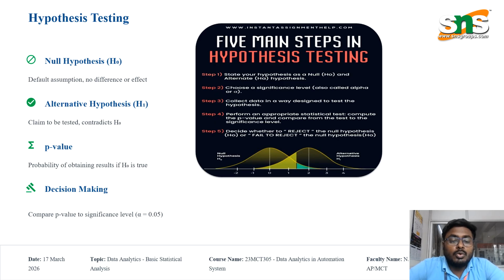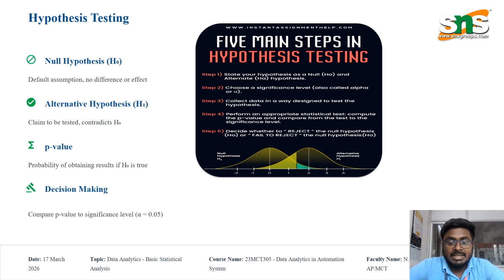We always start with two competing statements. The null hypothesis, H naught, is the boring or default assumption: no difference, no effect, the process is stable. The alternative hypothesis, H1, is what we suspect or want to prove. So we collect the data and calculate a p-value, the probability of seeing data as extreme as ours if H0 is actually true. The common decision rule is: if the p-value is less than or equal to 0.05, reject H0.